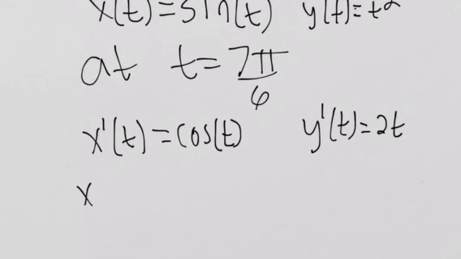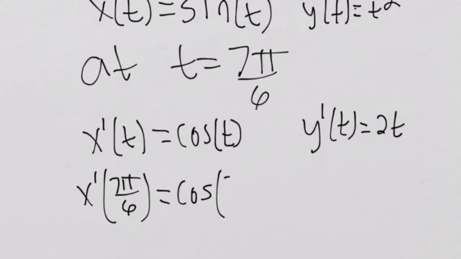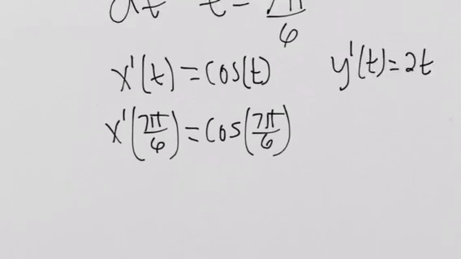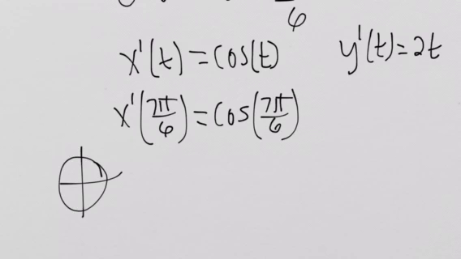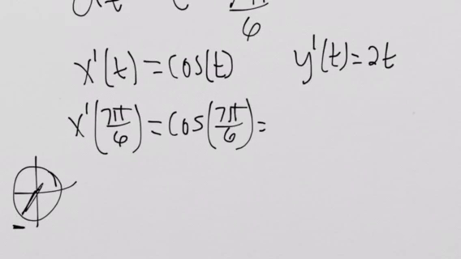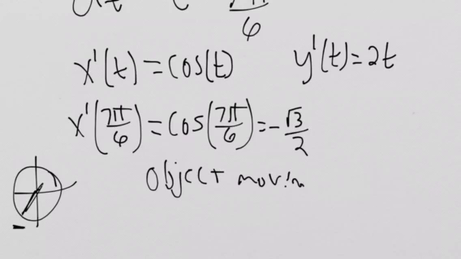So now we need to find x prime of 7 pi over 6, which is going to be cosine of 7 pi over 6. Let's go back to the unit circle. 7 pi over 6 is down here, where cosine is negative, right? So it doesn't even matter what the actual value is. We're just trying to determine the sign. So we know that cosine of 7 pi over 6 is going to be negative, but let's go ahead and determine the value. By our unit circle values, this should be negative root 3 over 2. So the object is moving left because x prime is negative.